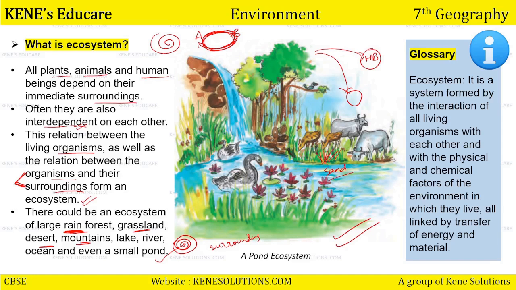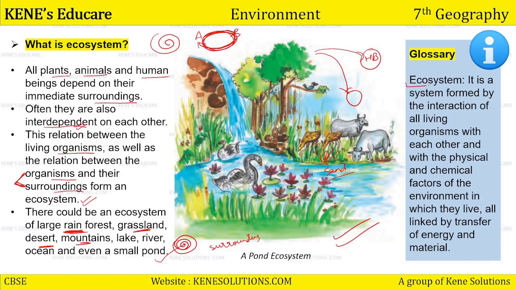Because the pond is there, sand will be there. Sand is there, plants will grow. Plants will grow, animals will come. Animals will come, plants will get carbon dioxide to work, right? And this is how the entire surroundings are dependent on each other, and hence it is creating an ecosystem.